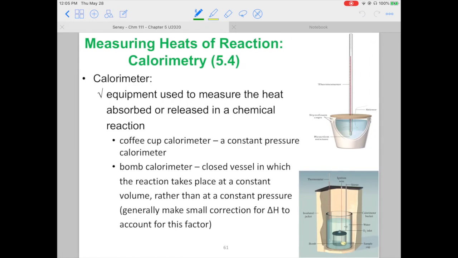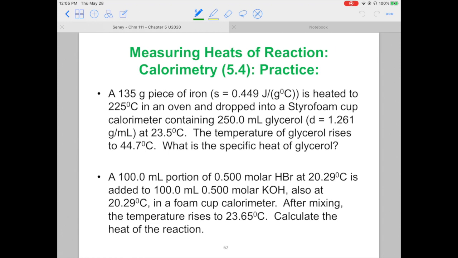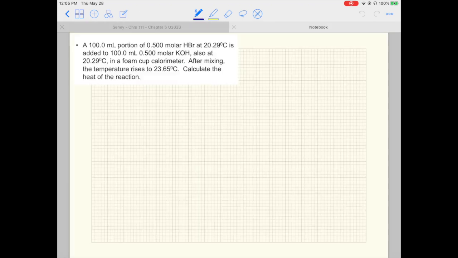Also, we have a bomb calorimeter. We will not be using that, but it is not a constant pressure. And so we're going to start by working the first problem. There are a couple of assumptions we're going to see we have to make, but we'll get to that.